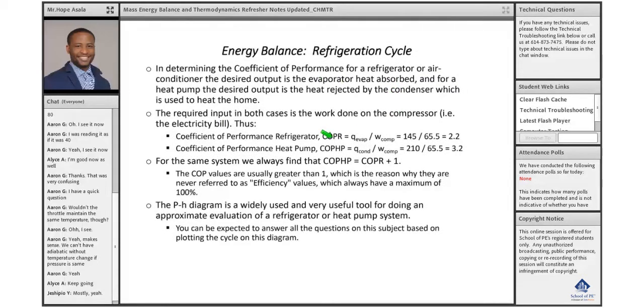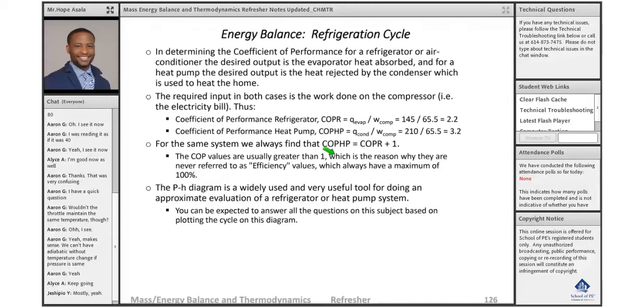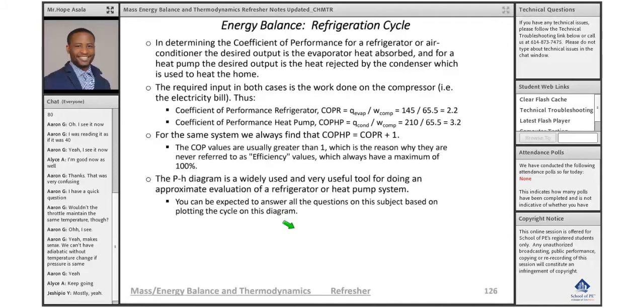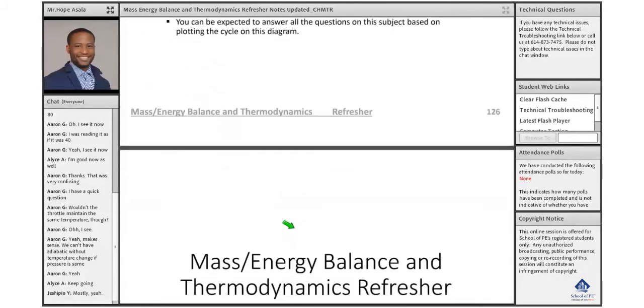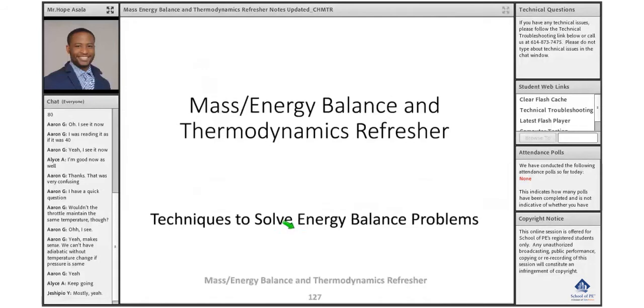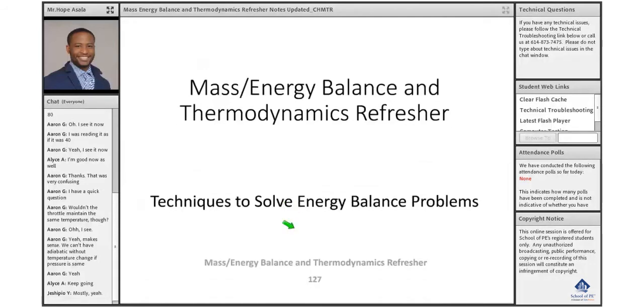All right? And I told you that there's a relationship between the COP ref and the COP HP. You just have to add one, right? COP HP is COP ref plus one. All right. Okay, you can never have an efficiency more than one. Okay, so pretty much nothing much in this slide.